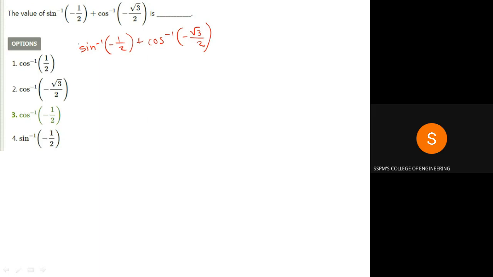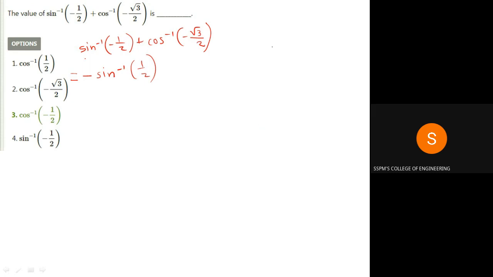Okay. How do we find the value of that expression? What is sine inverse? What can we write for this? We can write minus sine inverse half. Okay, minus sine inverse half.